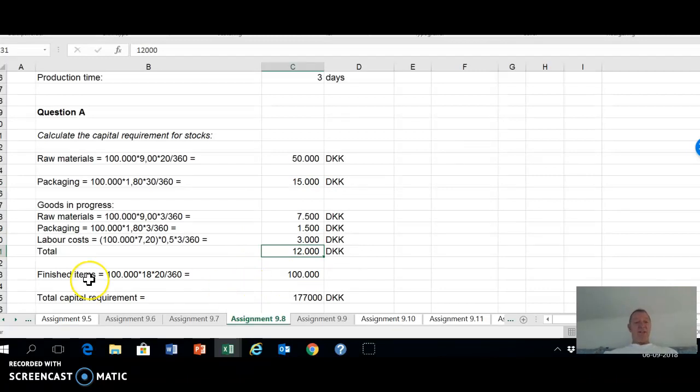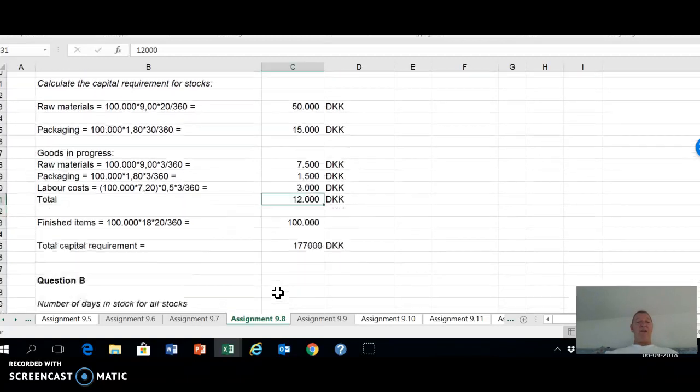And then for the finished goods, 100,000 units multiplied by the total cost of 18 Danish crowns divided by 360 and multiplied by 20 because we have it for 20 days in our stock. That is 100,000. So altogether we have 177,000. That's the total requirement.